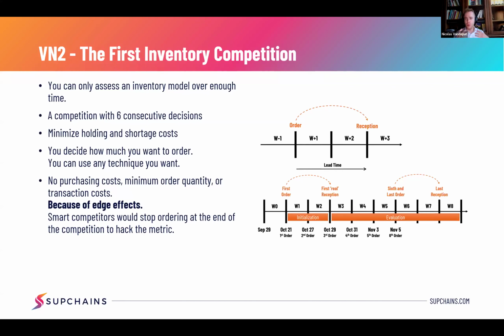But if we would use that in a competition, it would create some edge effect, meaning that at the end of the competition, around decision 5 and 6, people would stop to order to minimize transaction cost and purchasing cost. So actually, we would see some different models winning the competition because of these kind of edge effect. And to remove that, I focus on just holding and shortage cost. But I'm really well aware that it is not perfect, and I'm sure you have some other ideas on how to do such a competition.